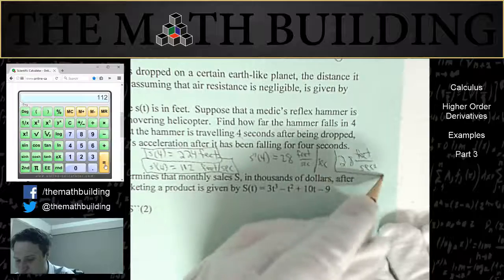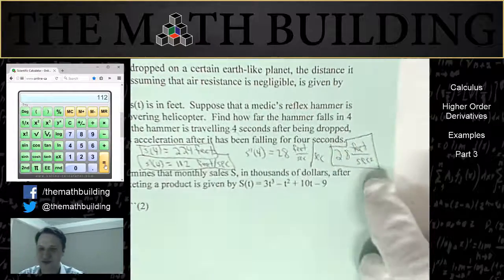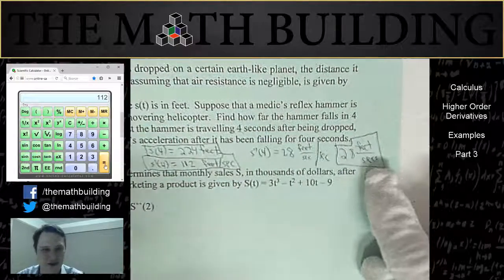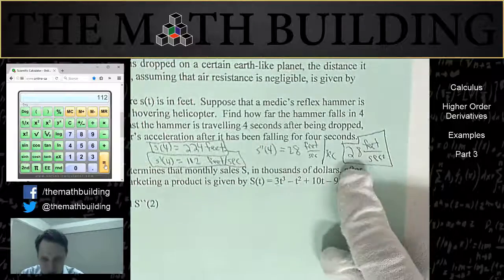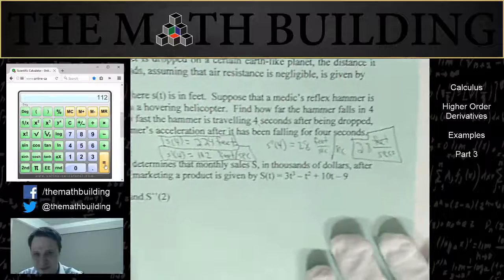But when I was first learning this, I got so confused by the seconds being squared. That's why I always like to say 28 feet per second, because that to me makes more sense.